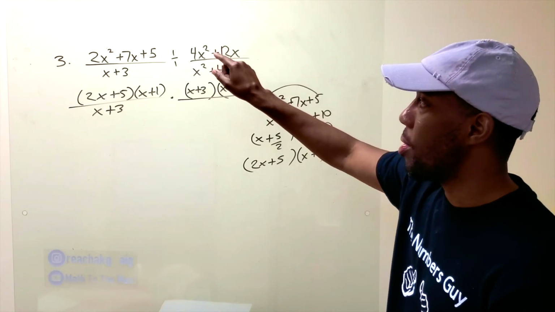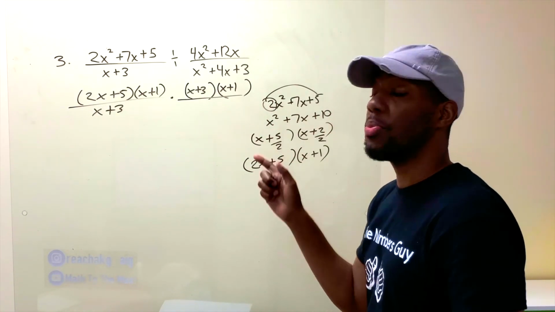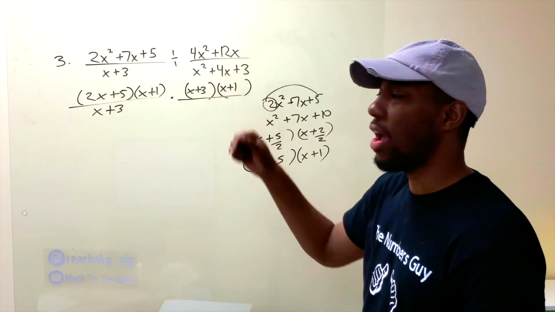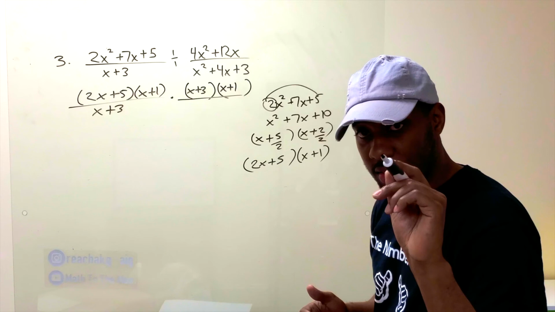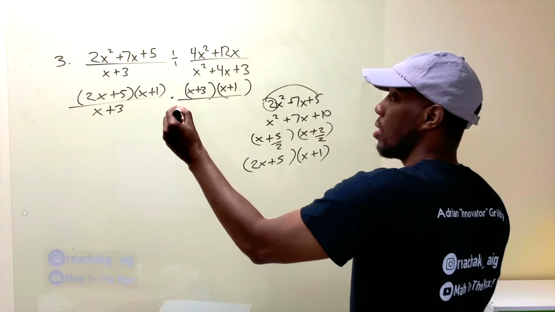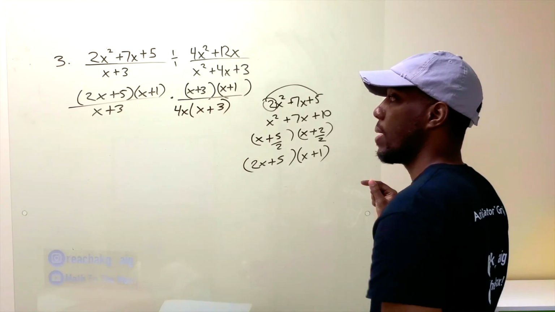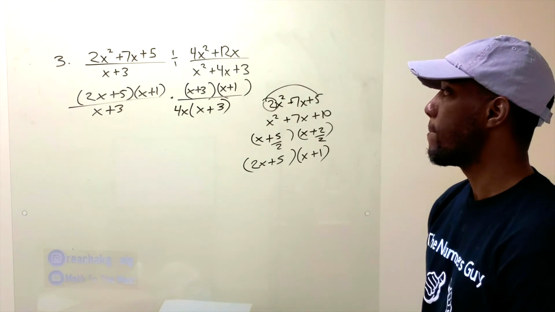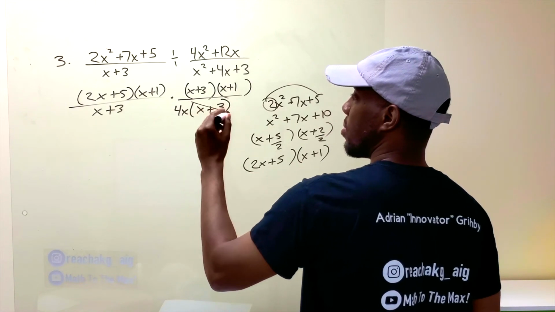Then the top part, remember, is at the bottom because we did the reciprocal. Can we factor it? Which factoring method? GCF. What do these things have in common? They have in common 4x. And you're left with x plus 3. All right, now we're trying to see what cancels. X plus 3 is canceled.